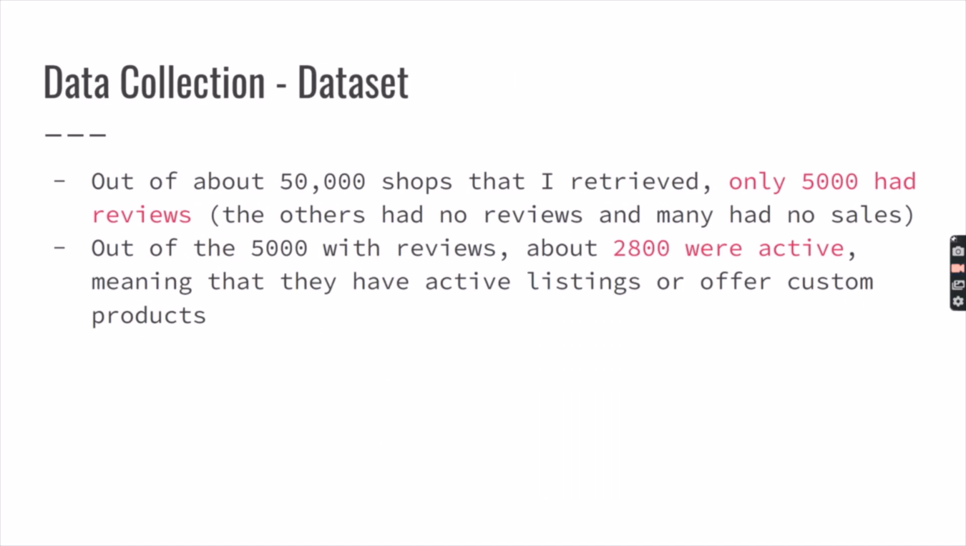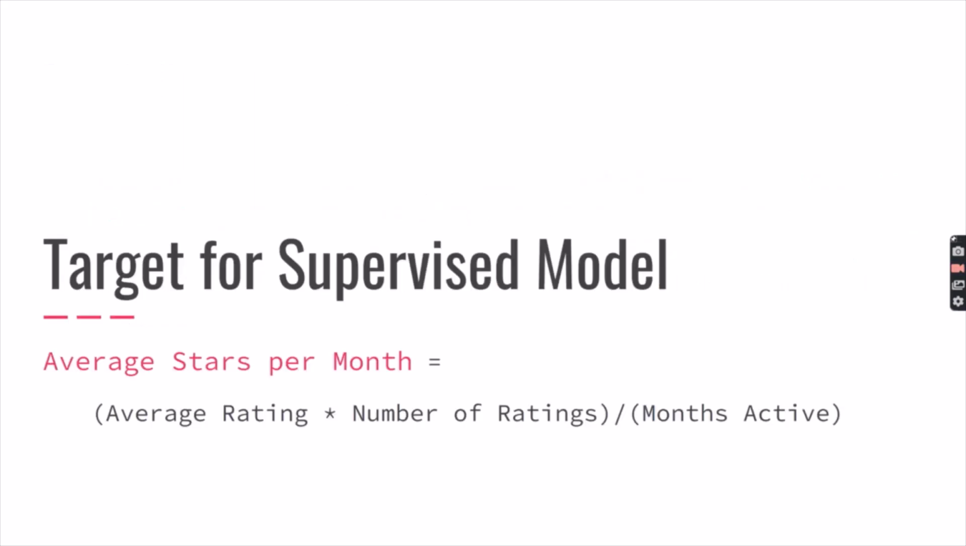For the data set, I ended up getting around 50,000 shops over a few days. Unfortunately, of those that I retrieved, only about 5,000 had reviews. Obviously only the ones with reviews are going to be useful for my research because I'm doing research about reviews. It looked like there were a lot of shops that had just been created but had no reviews. Out of the 5,000 with reviews, about 2,800 were active, which means that they're still selling things and had active listings, which ended up being important for the target that I calculated.